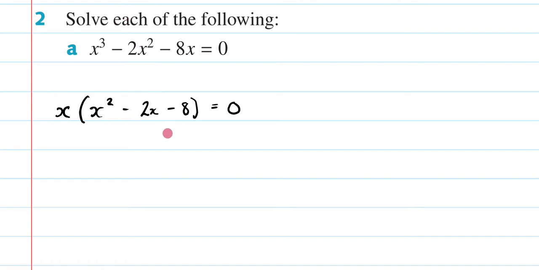Now hopefully you can all remember how to do this. I need two numbers which multiply to get me -8, so a product of -8. Then I need two numbers that add to get -2, so that is a sum of -2. And what are these two numbers going to be? Obviously it's going to be -4 and 2, because -4 times 2 is -8, and -4 plus 2 is -2.